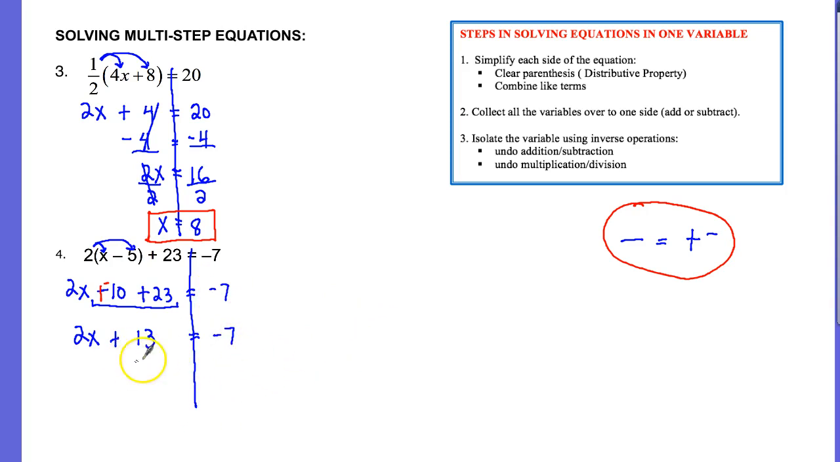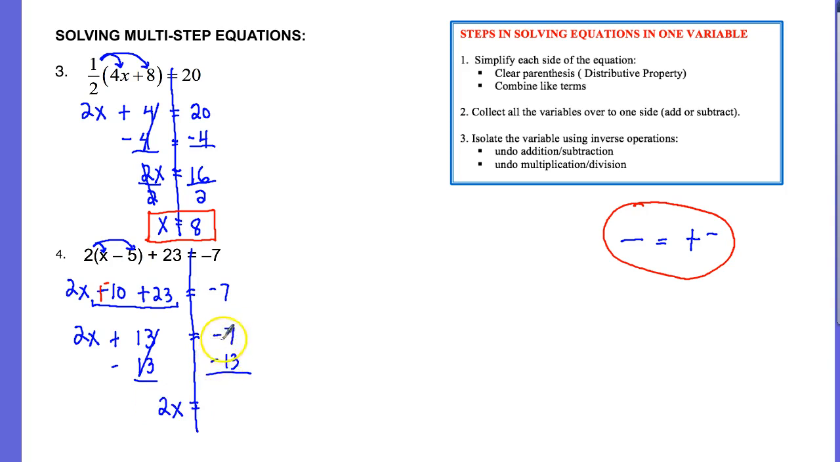Now, do you have variables on both sides? Nope, only on the left side. So right now you have to get rid of 2 and 13. You always undo the addition first, so you will get rid of 13 by subtracting 13 from both sides. So 13 minus 13, that's gone. Then on the left side, you still have 2x.